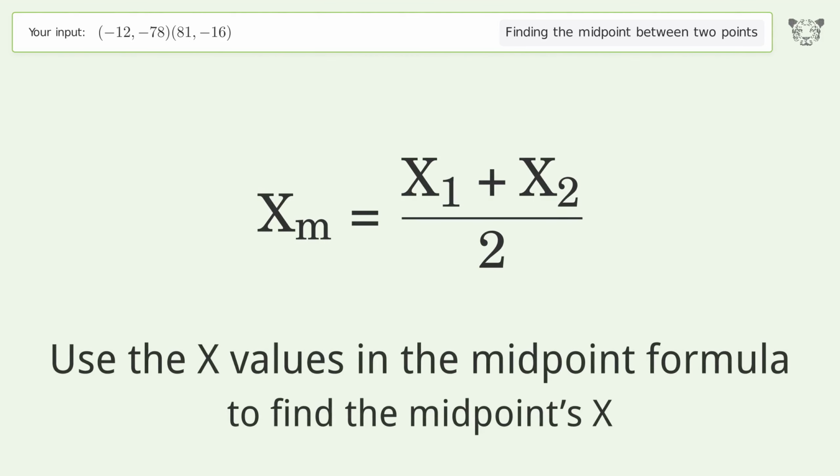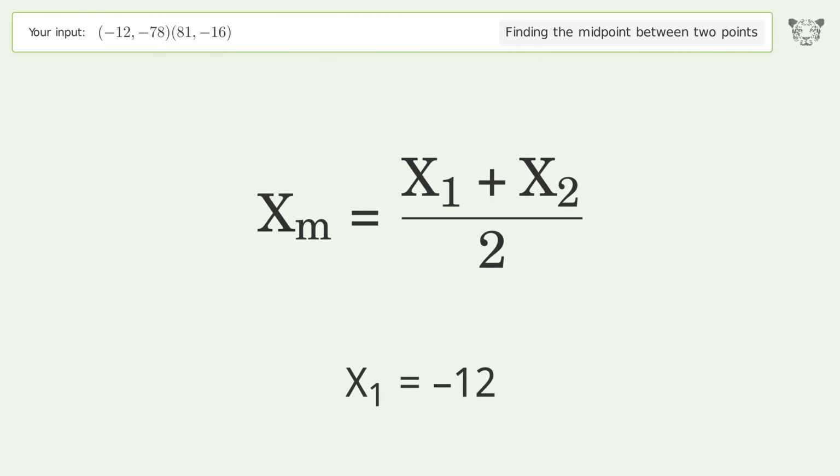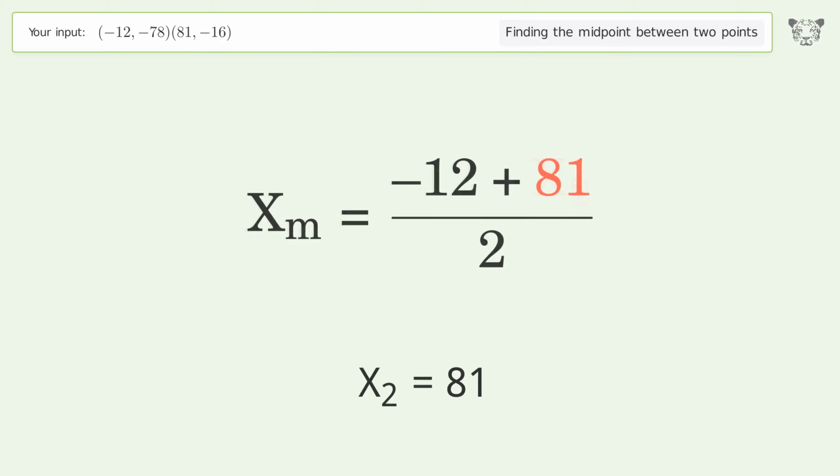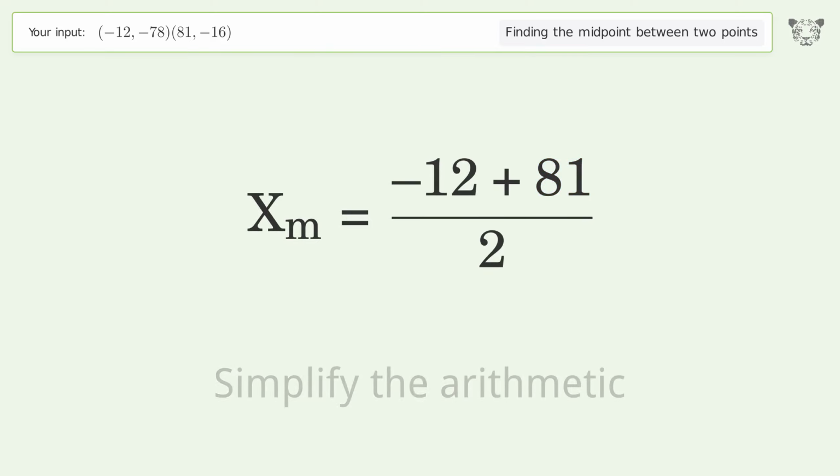Use the x values in the midpoint formula to find the midpoint's x. x1 equals -12. x2 equals 81. Simplify the arithmetic.